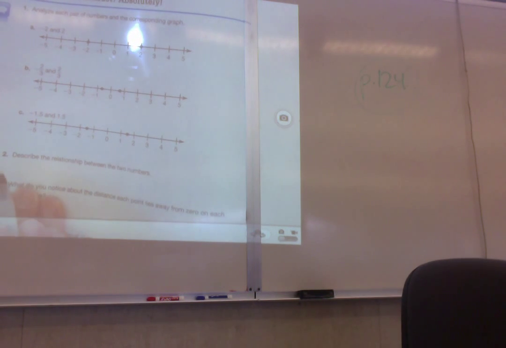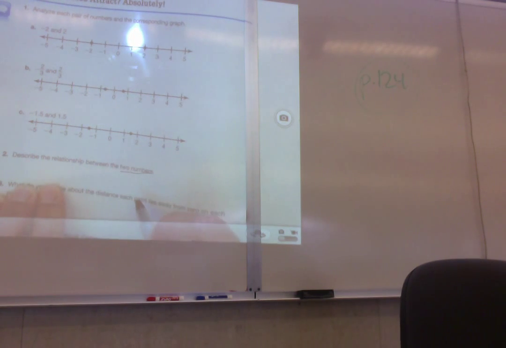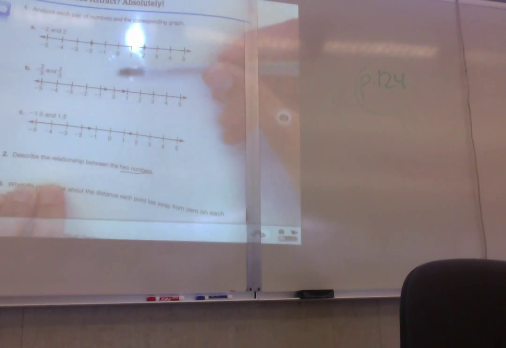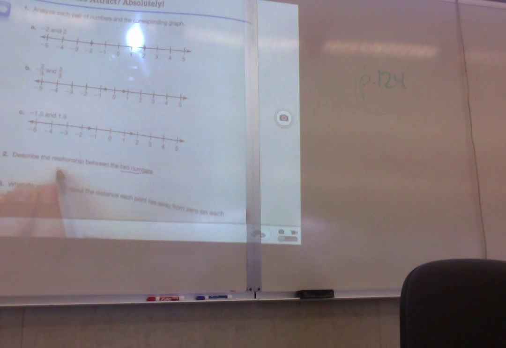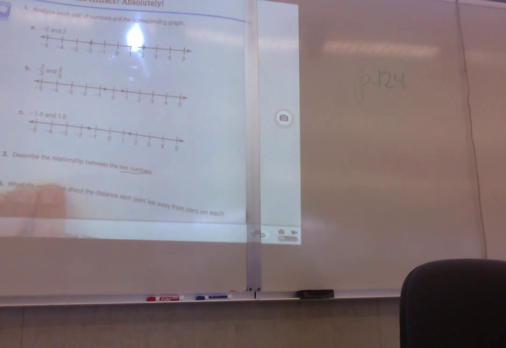Nice. Number 2, describe the relationship between the two numbers. Go ahead, do that. Andy, you're answering number 2. We just looked at these numbers. What's the relationship? Between which two numbers? All of them. The numbers that you see in A, B, and C on the number line. This is A. Write it down quietly. Number 2.